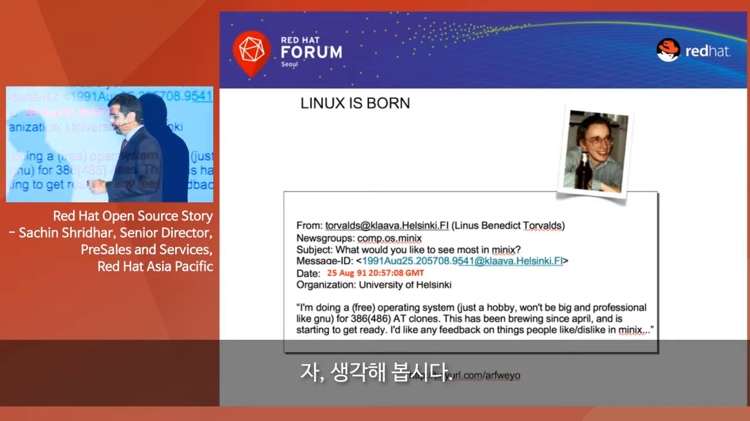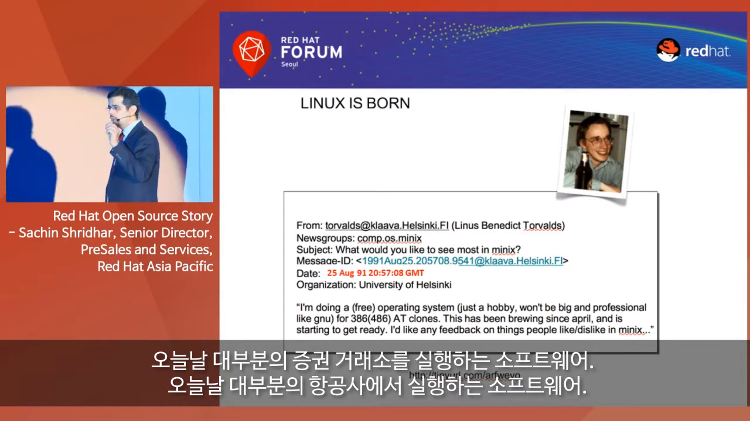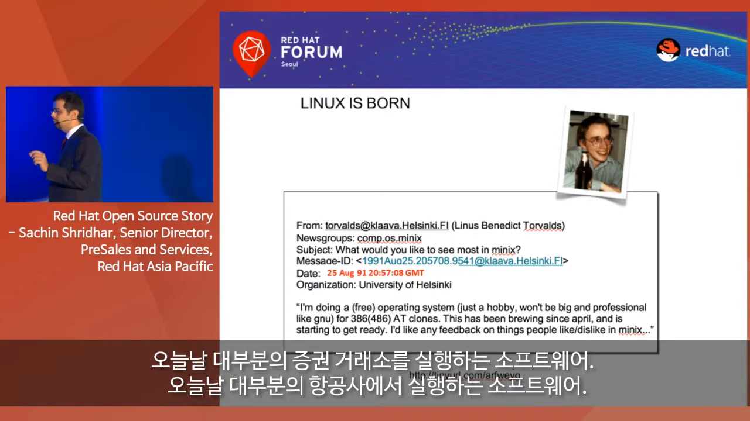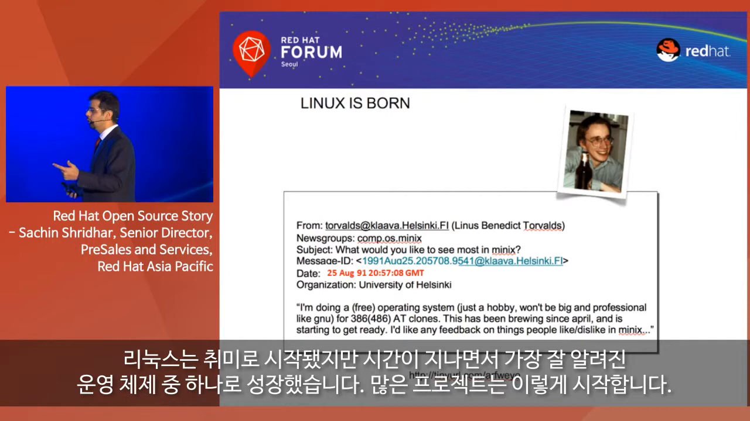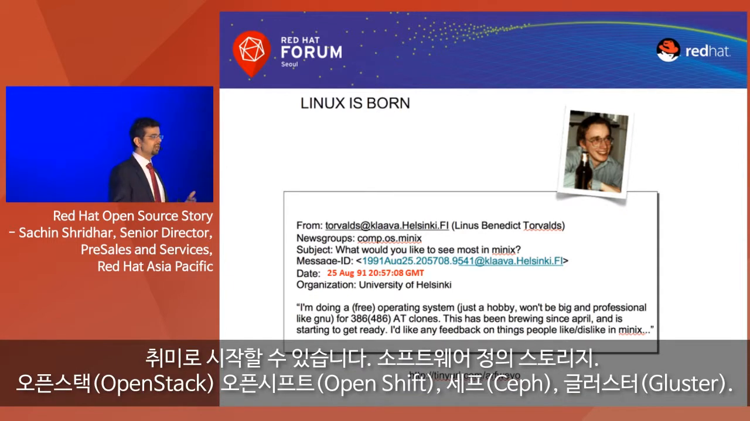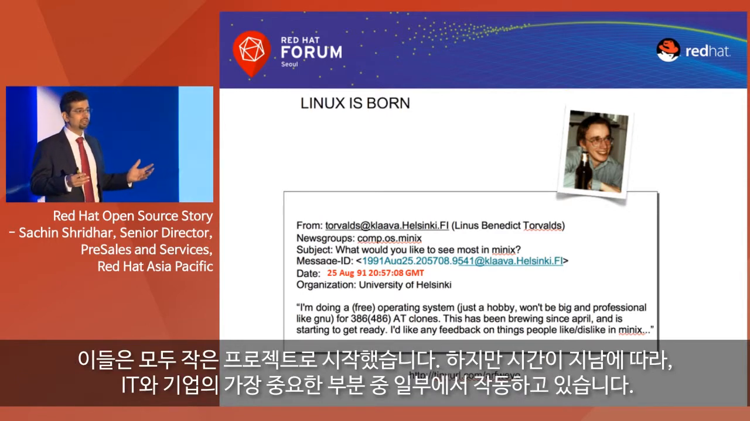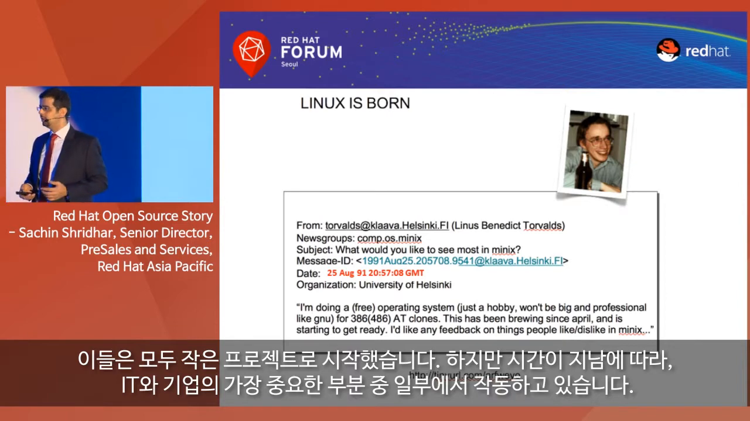So think about this. The software that runs most stock exchanges today, the software that runs most airlines today, the software that powers most enterprises today would not have happened if Linus was not able to share and collaborate and ask everyone to input. It started out as a hobby, but it grew into one of the most recognized operating systems over time. And many projects start like this. They may start with the hobby, software-defined storage, OpenStack, OpenShift, Ceph, Gluster. They all start out as small projects. But over time, they power some of the most important parts of IT in the enterprise.